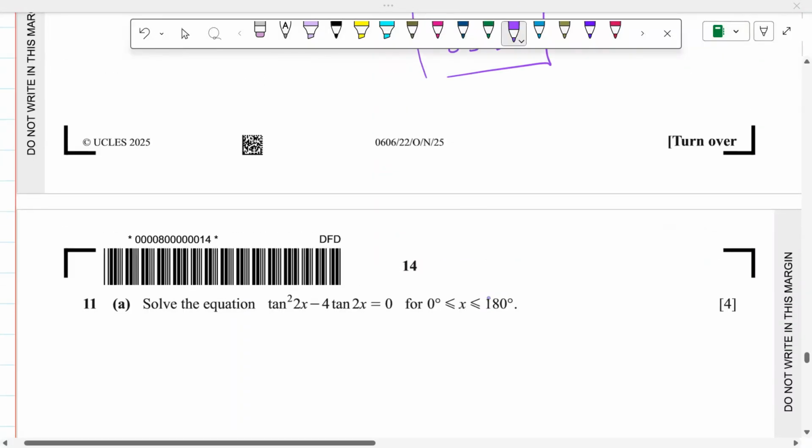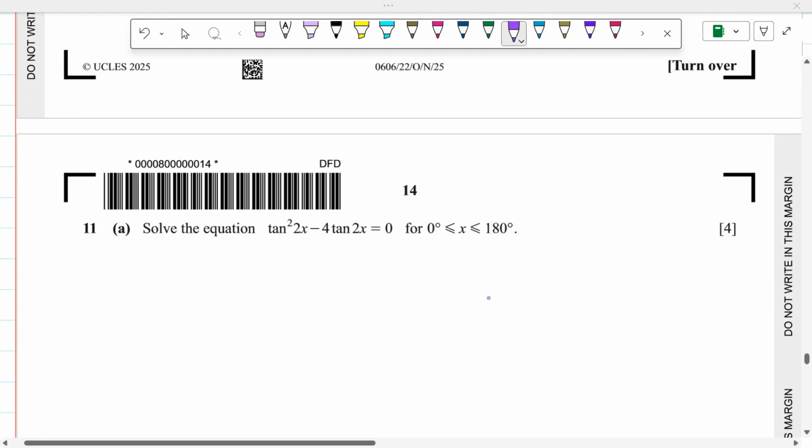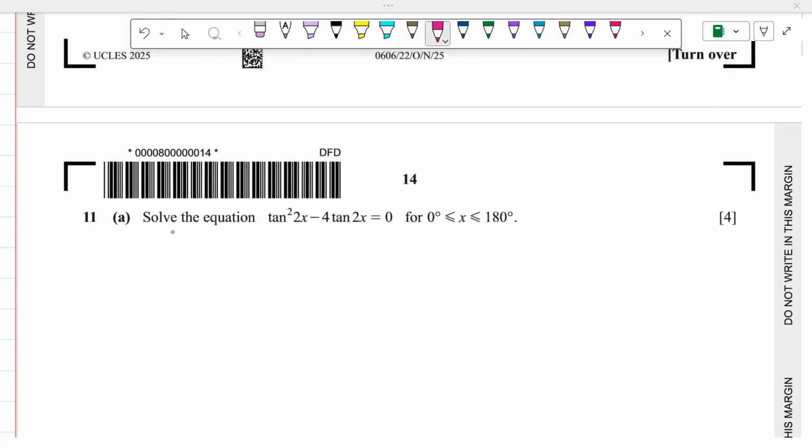Okay, we are going to start question number 11, which is related to trigonometry. Part A: solve the equation tan²(2x) − 4 tan(2x) = 0 for values of x such that x is less than or equal to 180 and greater than or equal to 0.